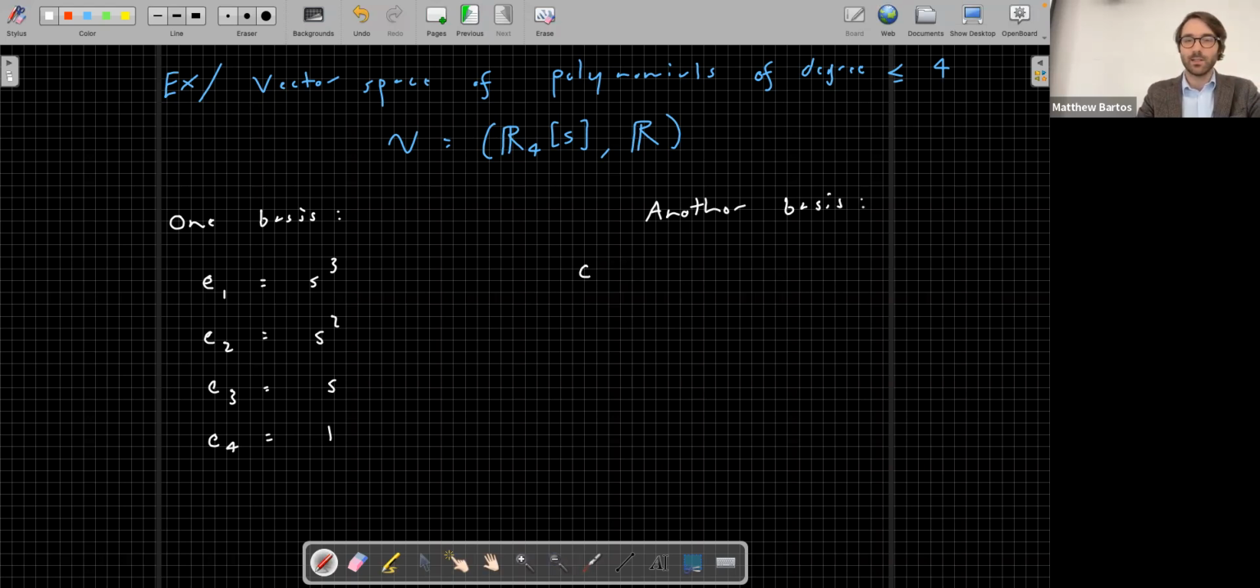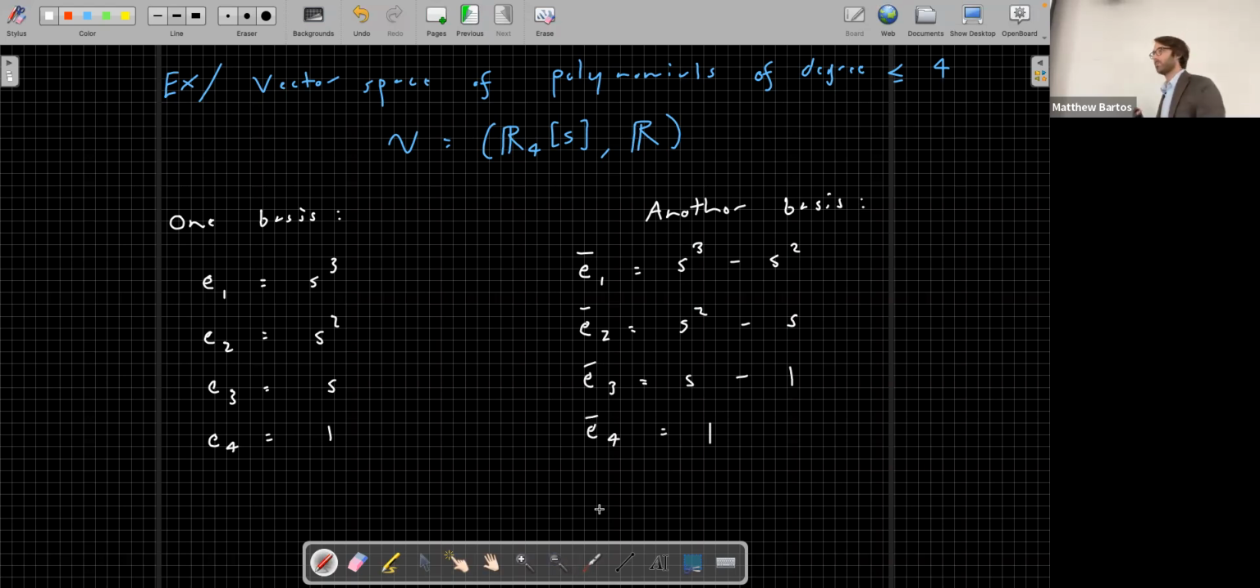So I'll call this one E bar of 1 is equal to S cubed minus S squared. E bar of 2 is equal to S squared minus S. E bar of 3 is equal to S minus 1. And E bar of 4 is equal to 1. Okay, so both of these are valid bases.